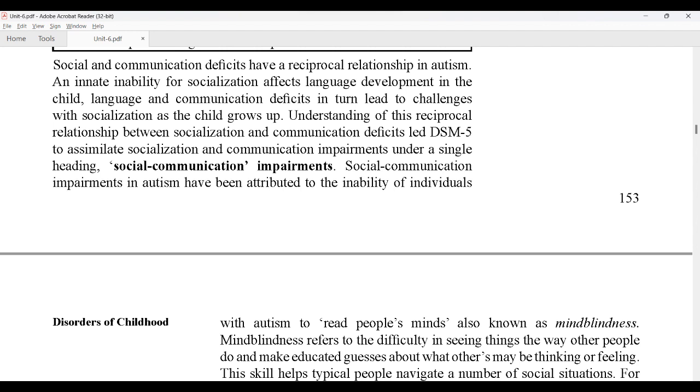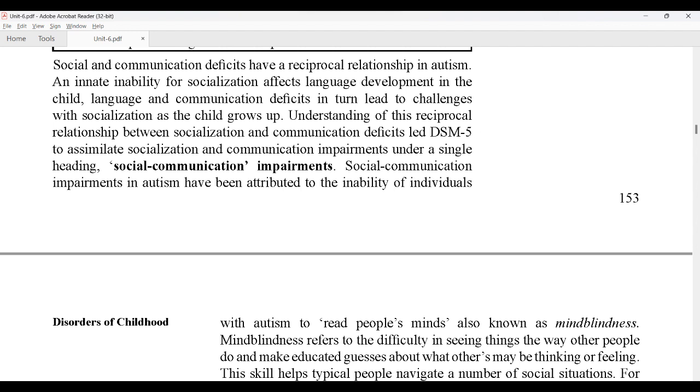An innate inability for socialization affects language development in the child. Language and communication deficits in turn lead to challenges with socialization as the child grows up. Understanding of this reciprocal relationship between socialization and communication deficits led DSM-5 to assimilate socialization and communication impairments under a single heading, social communication impairments. Social communication impairments in autism have been attributed to the inability of individuals with autism to read people's minds, also known as mind blindness. Mind blindness refers to the difficulty in seeing things the way other people do and making educated guesses about what others may be thinking or feeling.